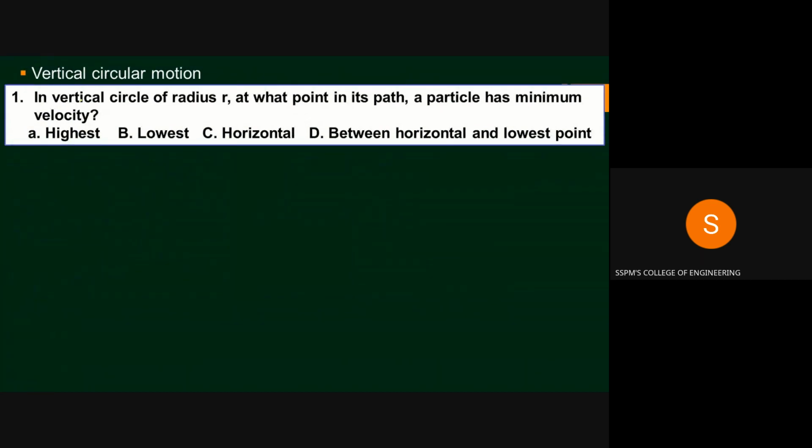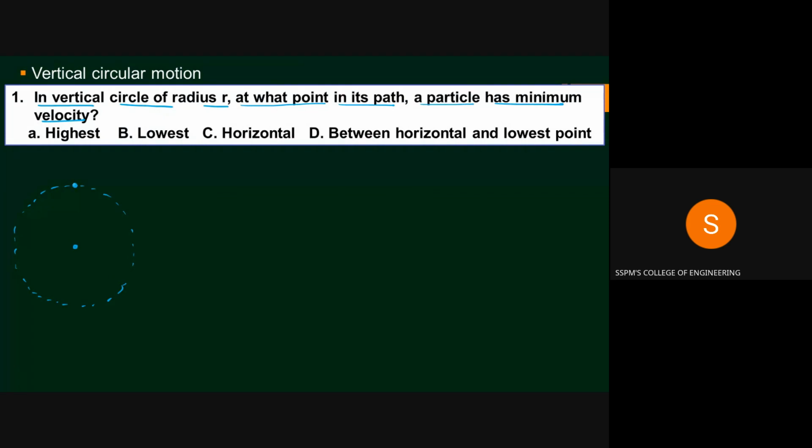Okay, now refer the first problem on the vertical circular motion. So the question is, in a vertical circle of radius r, at what point in its path does a particle have minimum velocity? So when we solve the problem on the vertical circular motion, you should know this complete diagram. So the question is, at what point does the particle have a minimum velocity?